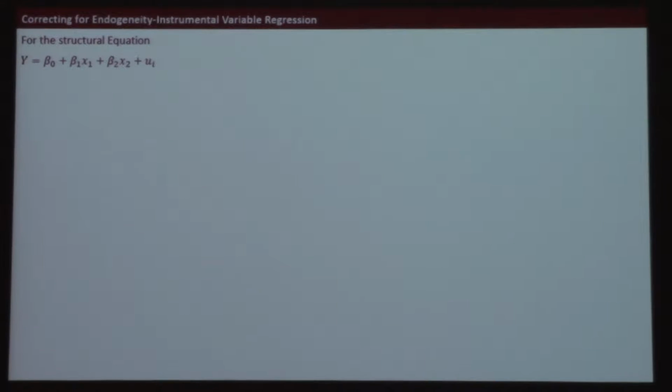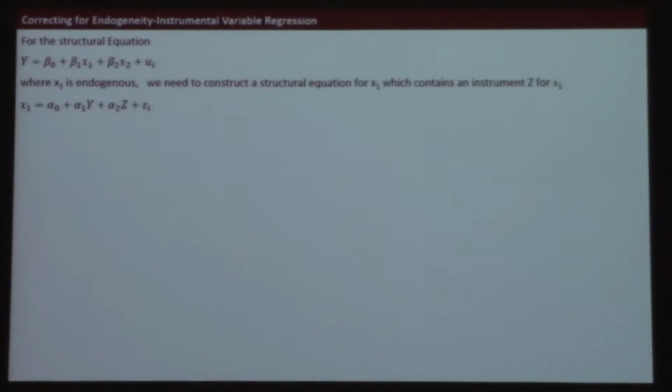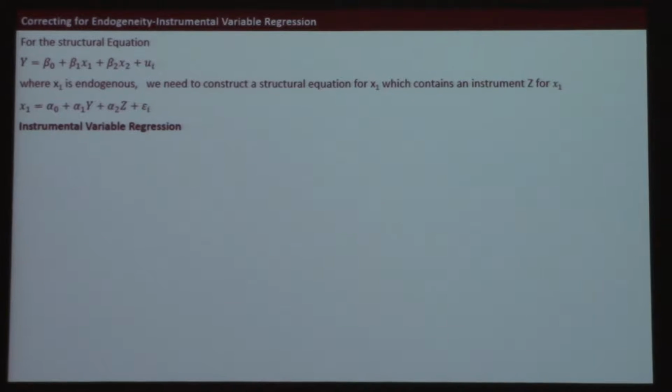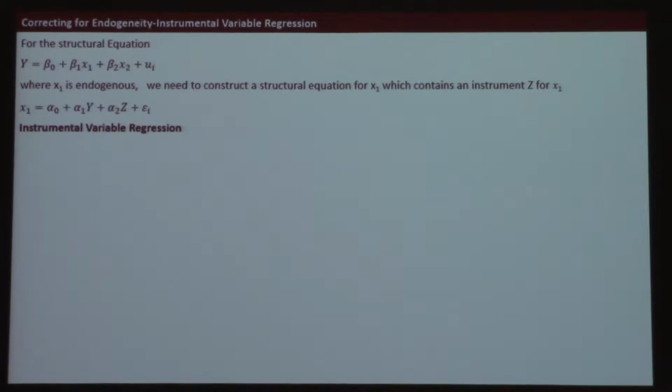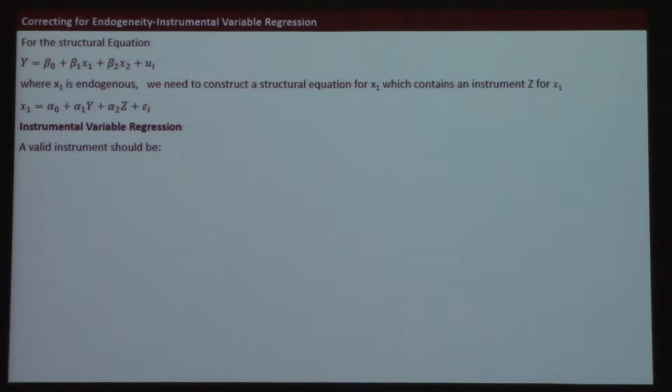All right, so let's see. X1 is endogenous. Construct an instrument. Z is that thing. This is called instrumental variable regression, and this is how we're going to solve our endogeneity, identification, and two-way causality problem. We're going to use something called instrumental variable regression.